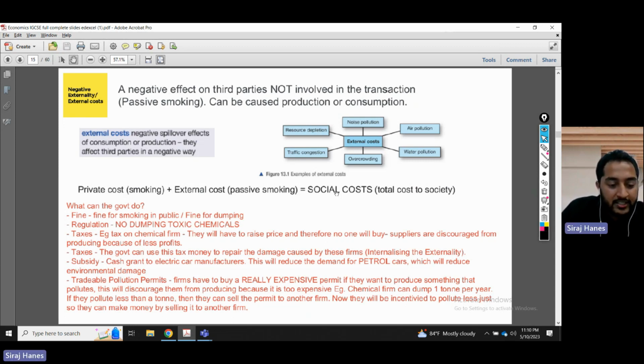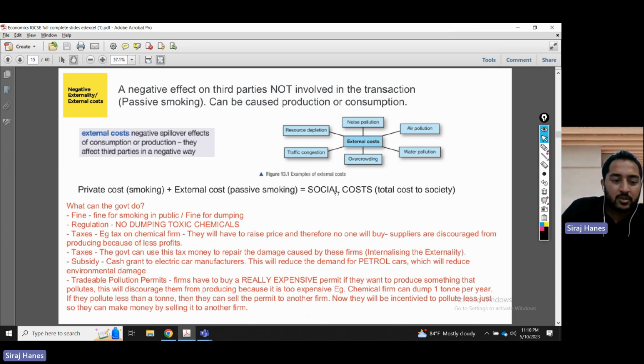Finally, we have something called a tradable pollution permit. This means that if you want to produce chemicals, you need to go and buy this permit. And if you do go buy this permit, it's really, really expensive, so you'll be discouraged. You'll be like, you know what? I don't want this permit anymore because it's too expensive for me and I'm not going to go into the chemical industry. This reduces chemical production, whatever other cigarette production, whatever.